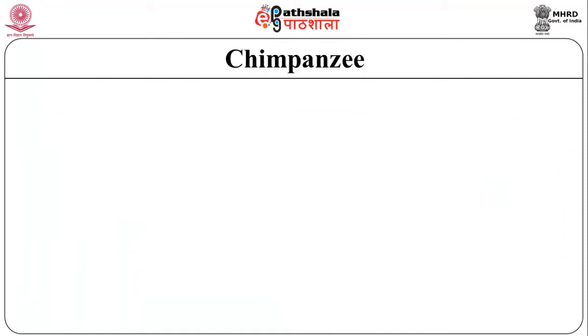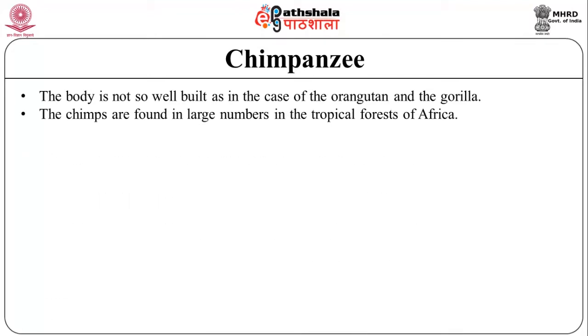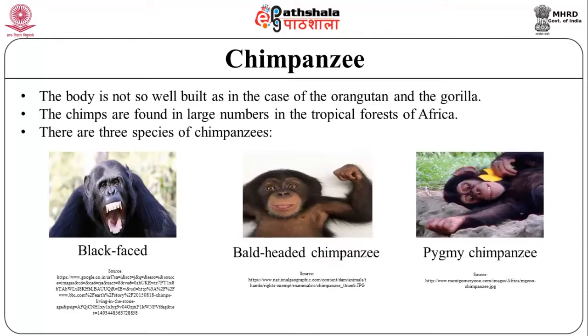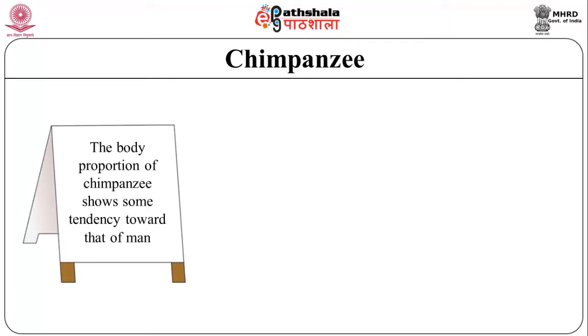Let us see the chimpanzee. The body of the chimpanzee is not so well built as in the case of the orangutan and the gorilla. The chimps are found in large numbers in the tropical forest of Africa. There are 3 species of chimpanzees: the common chimpanzee, the black-faced, bald-headed chimpanzee, and the pygmy chimpanzee. The body proportion of the chimpanzee shows some tendency towards that of man.